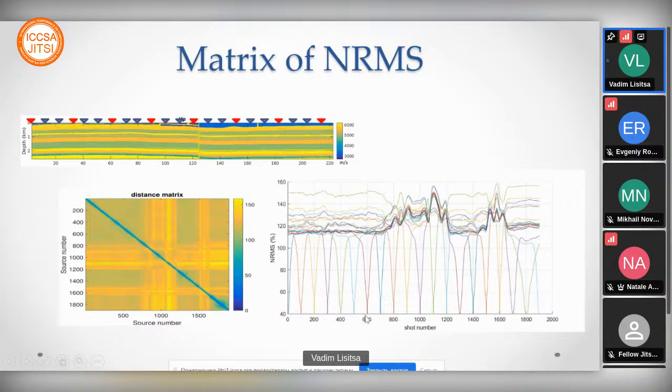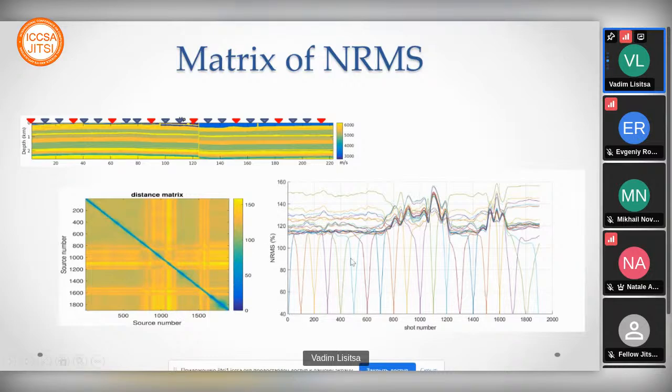we see that the distance is equal to zero if we compare it with itself, of course. And then it increases almost linearly up to about 20 to 50 source positions. Then it reaches some limiting value and never goes much higher or much lower than this value, which is about 110%. That's the limiting value of the NRMS between the seismograms, which means that the seismograms are completely different.